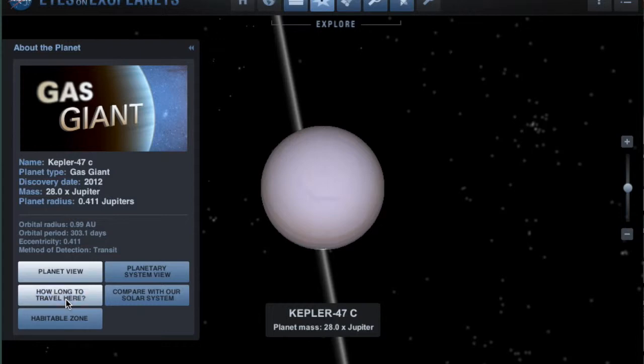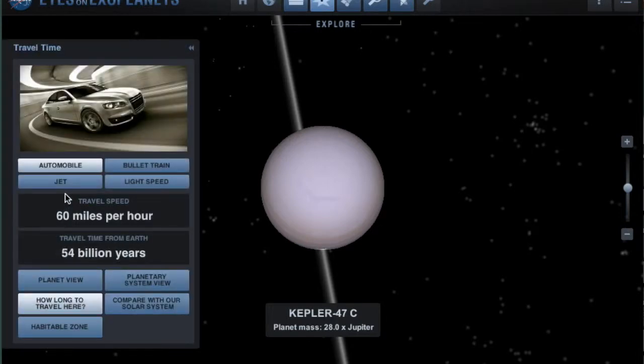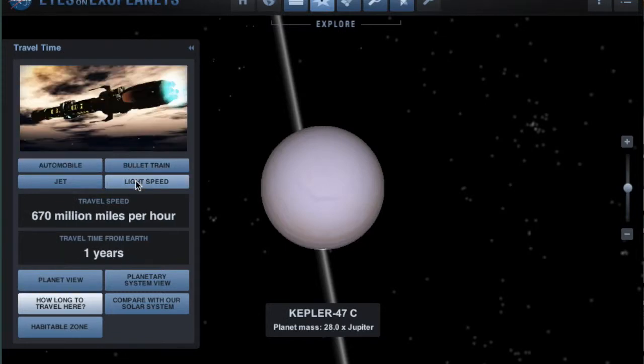Fun fact, if one were to travel to Kepler 47c by car at the speed of 60 miles per hour, it would take about 54 billion years, while at the speed of light, it would take almost 5,000 years.